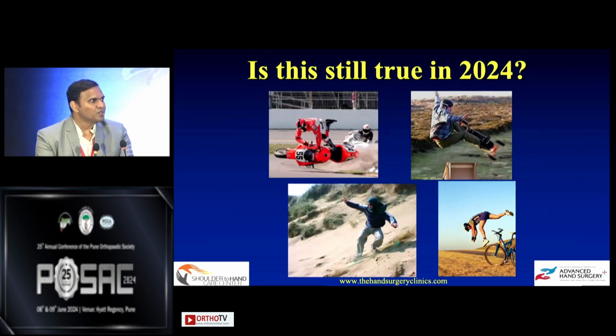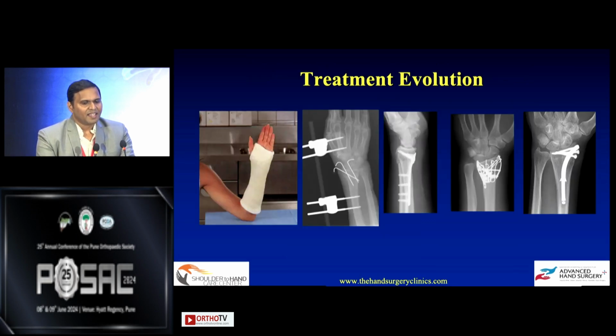But this doesn't hold true in today's era, where we see most distal end radius fractures after high velocity motor vehicle accidents and adventure sports injuries. The treatment of distal radius fractures has evolved significantly. It started with closed reduction and plaster application, then moved on to closed reduction and K-wiring, sometimes with external fixator application. Then came plates, and recently we are also seeing micronails used for intramedullary fixation of distal radius fractures.